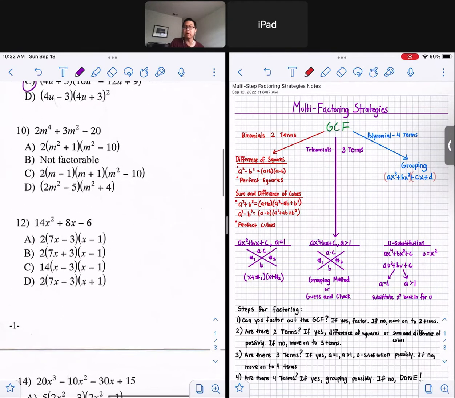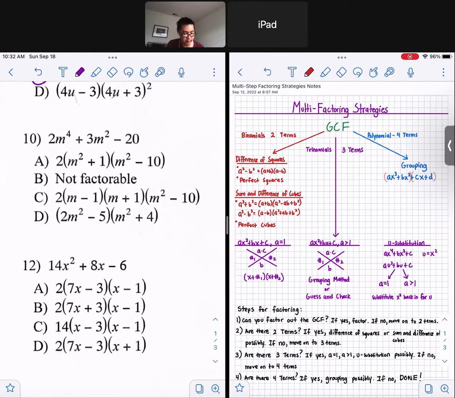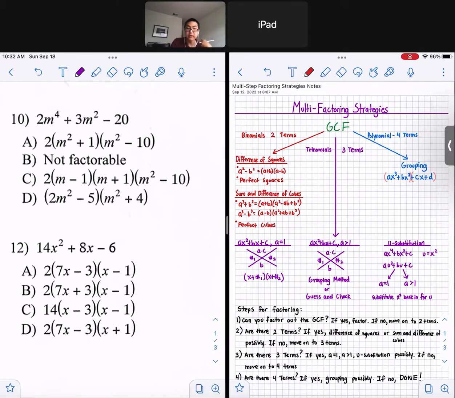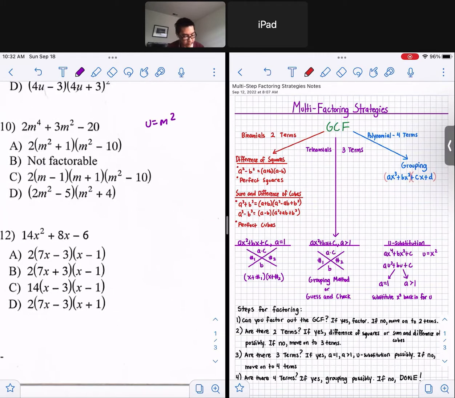Alright, this one. Okay, is there something you can factor out from each term? No, there is nothing. So, 3 terms, right? So we either got a equals 1, a greater than 1, or u sub. And again, this is another u substitution. So I'm going to substitute in the u for m squared. So we're going to have 2u squared plus 3u minus 20. Now, do we got a equals 1 or a is greater than 1 case? This is certainly a is greater than 1, which means we got to do x method and we got to do a grouping, right?